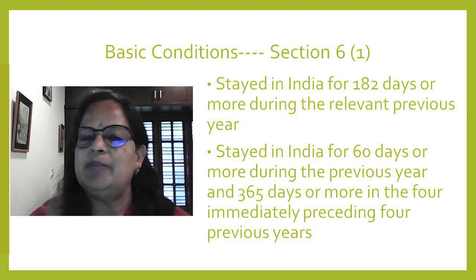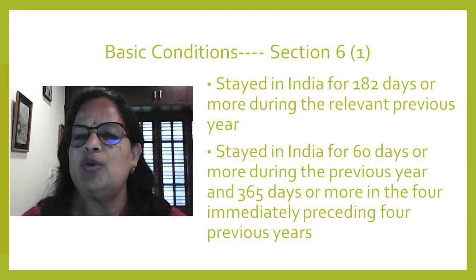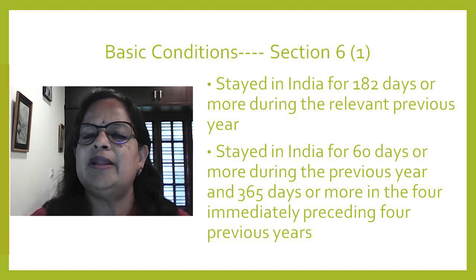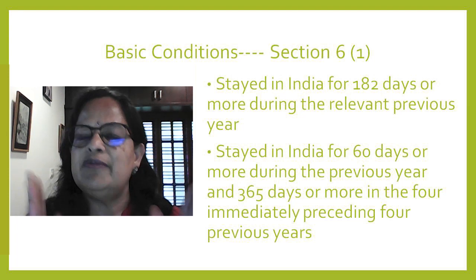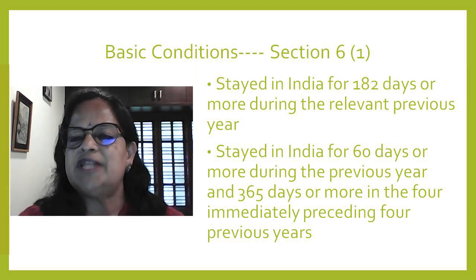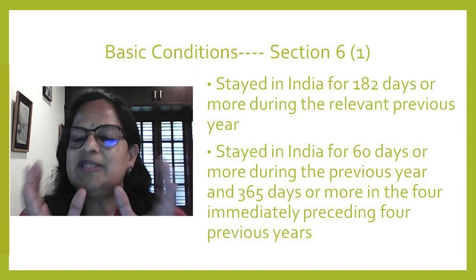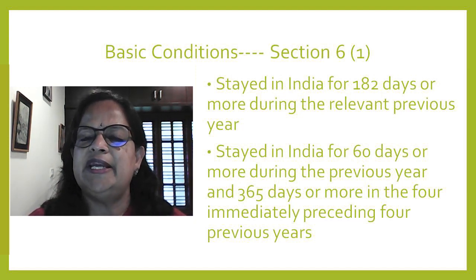Here it says there are two basic conditions. One is that an individual stayed in India for 182 days or more during the relevant previous year. I lived in India throughout the year last year, so I have stayed in India for 182 days or more, and that condition I have fulfilled. The next one is stayed in India for 60 days or more during the previous year and 365 days or more in the 4 immediately preceding previous years.